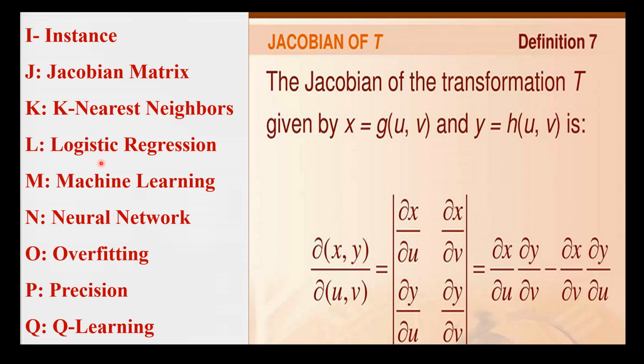L is the logistic regression. Now this logistic regression is a machine learning method used for binary classification. For example, predicting whether an email is spam or not. It models the probability of an output occurring based on the input features.